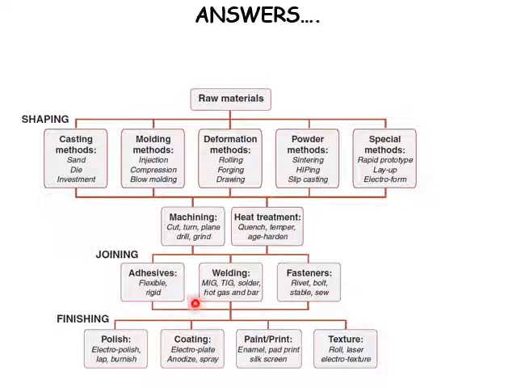And then you have joining, which includes flexible joints and rigid joints. Then you have welding, which is MIG, TIG, solder, hot gas, and braze. Then fasteners, including rivet, bolt, staple, and sewing. And then you have finishing: electro polish, lapping, and burnish. Coating includes electroplating, anodization, and spray coating. Paint and print includes enamel, pad printing, and silk screen. And texture includes roll, laser, and electro texture.